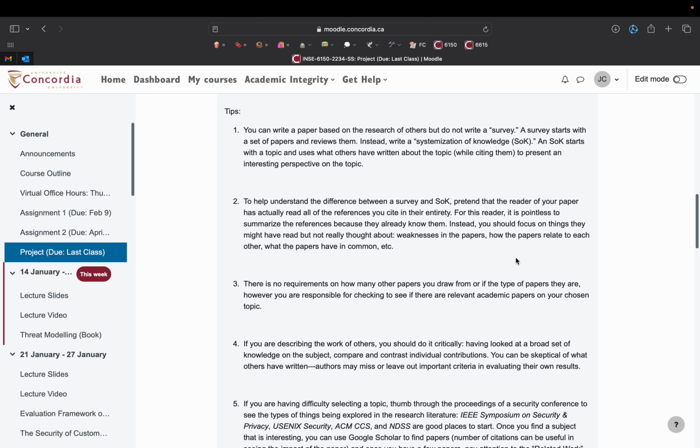Now, the starting point of a survey is the other papers that you're going to read. So a survey would be like, I'm going to read these 5 papers, and my report is going to be a summary of what's in these 5 papers. Paper 1 says this. Paper 2 says this. Paper 3 says this. Okay? That's a survey. I'm saving you the work of reading those papers by giving you a summary of all of them. Okay? I don't want that.